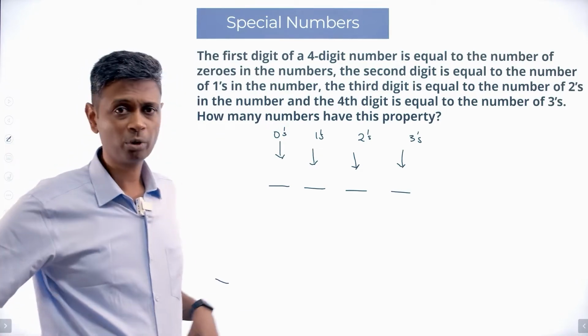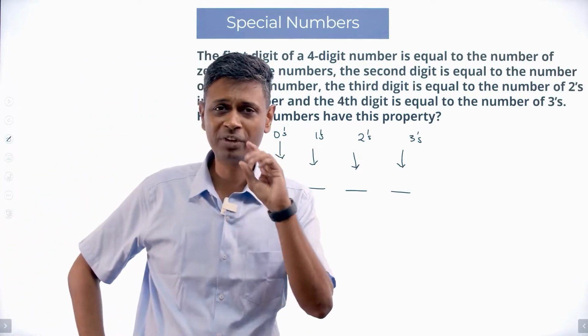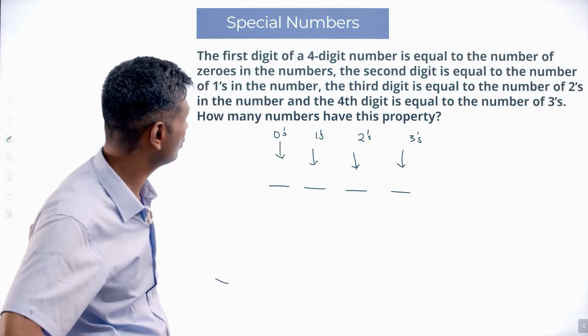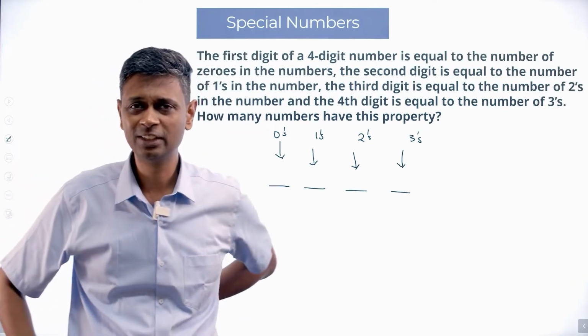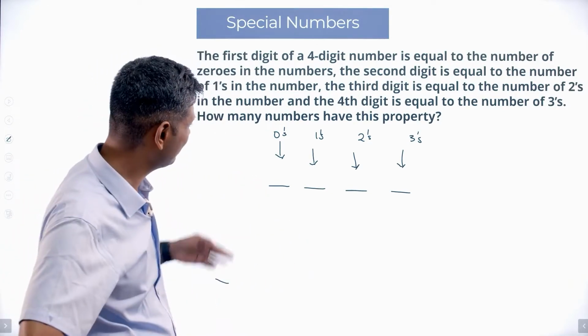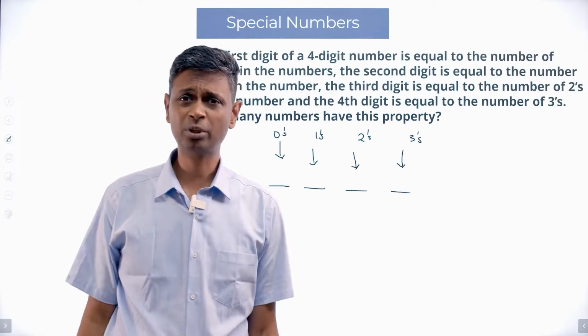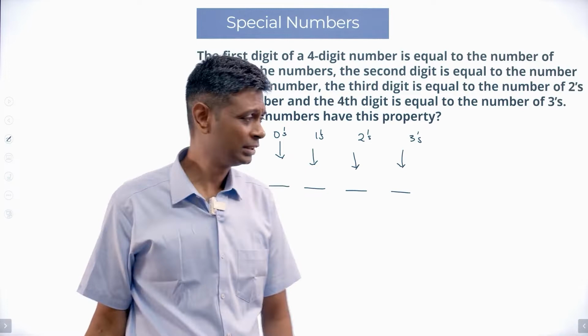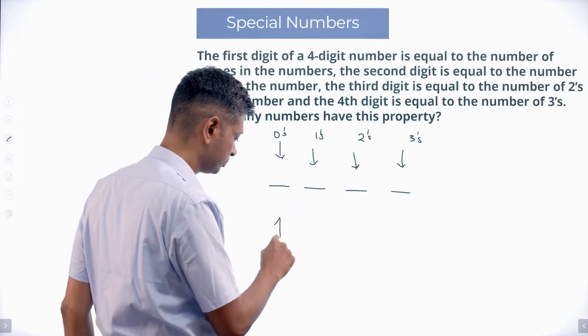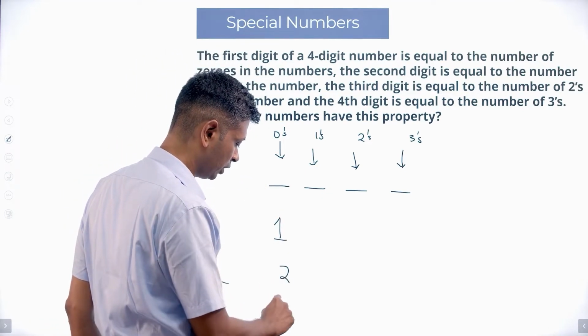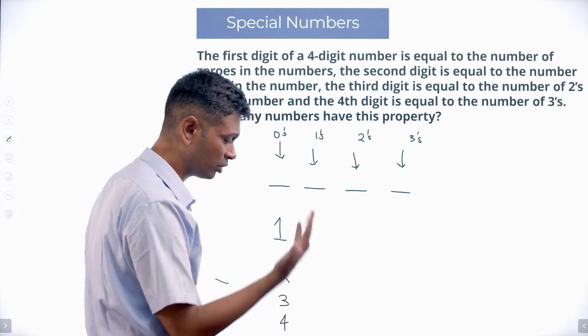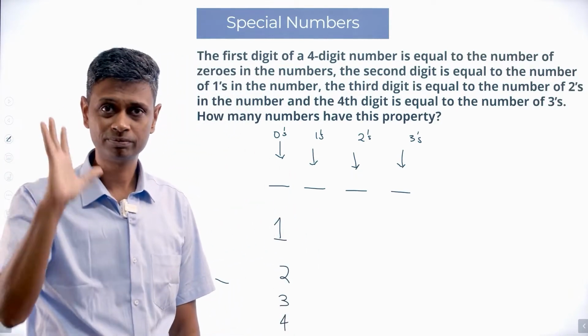How many numbers have this property? Beautiful question and one of my favorite questions. First of all, we know it's a 4-digit number. So what do we know? We know that the first digit is not 0. That much I know, because otherwise it won't be a 4-digit number. So the first digit could be 1, it could be 2, it could be 3, it could be 4, and so on. It is not 0.